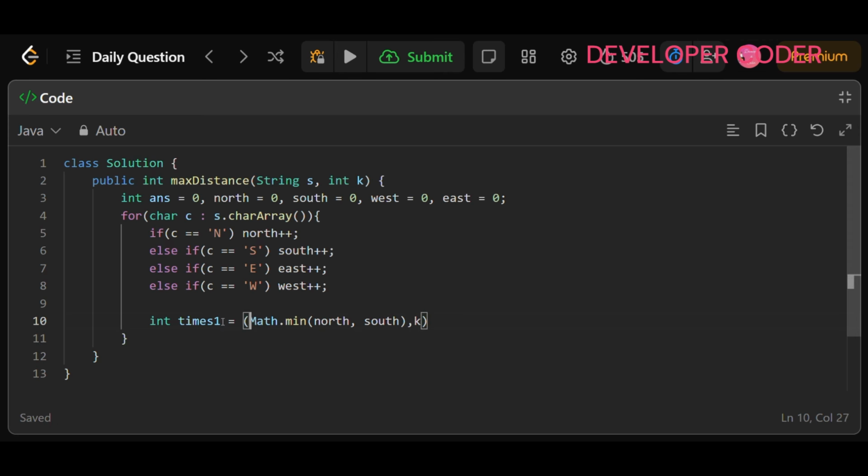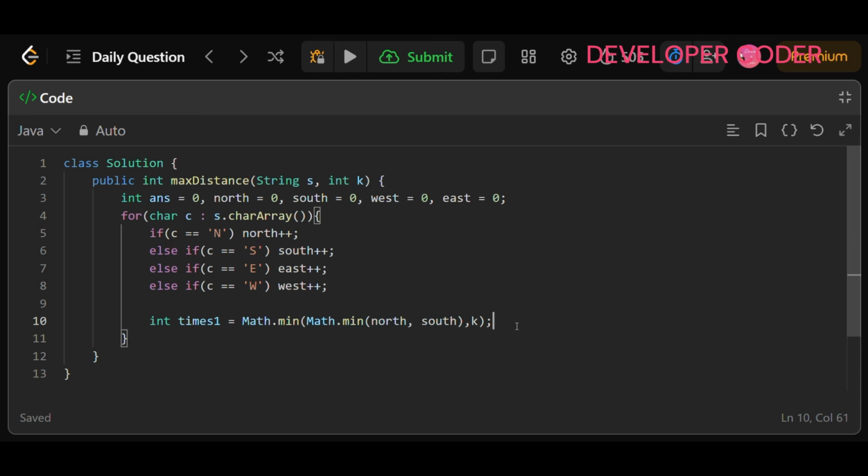Among this also we need min. Here also I'm going to write math.min, where k is the limit. If the k value is greater, then we are good, and we are going to update the bit over the minimum. But if the k value is less and the min among them is greater, then only until k can we do it. So here the modification times is for north and south.